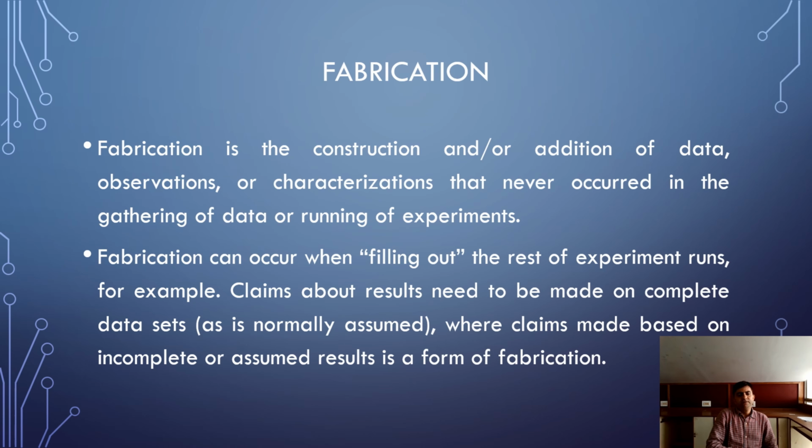And fabrication is the construction or addition of data, observation or characterization that never occurred in the gathering of data or running of the experiment. So this means that we hadn't carried out the experiment, and we know the result should come in this way. And for saving time, we change the data. Fabrication occurs when filling out the rest of the experiment runs. For example, a claim about a result needs to be made on complete data sets, as is normally assumed; claims made based on incomplete or assumed results are a form of fabrication.